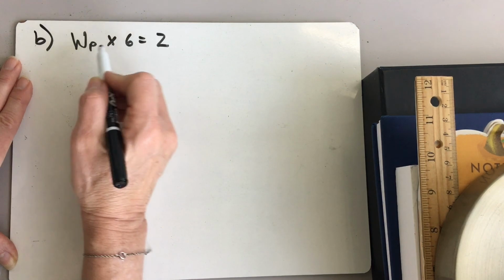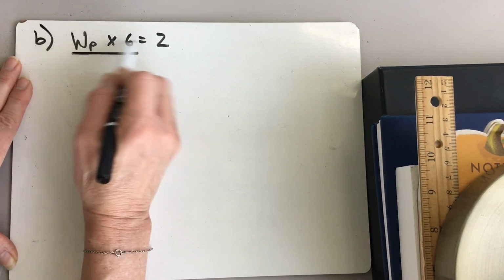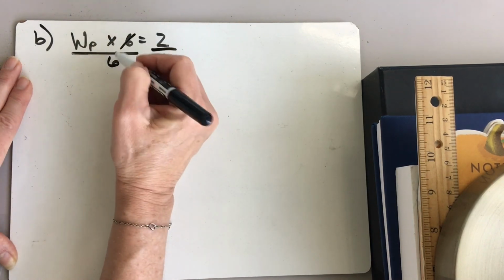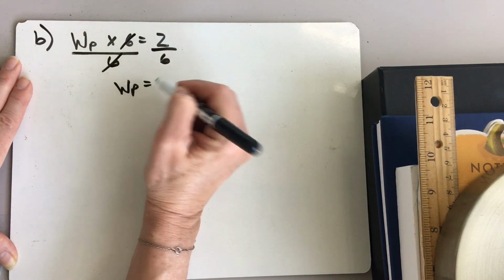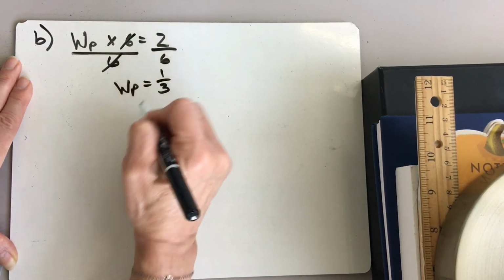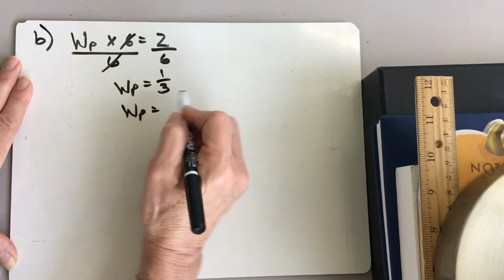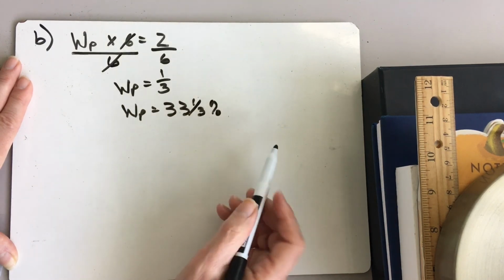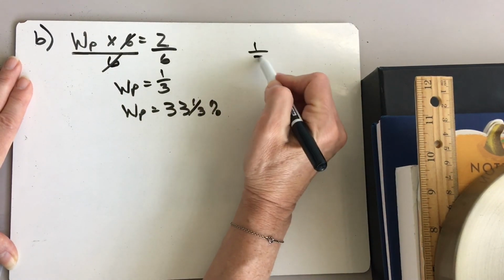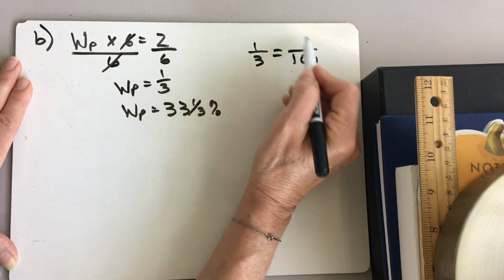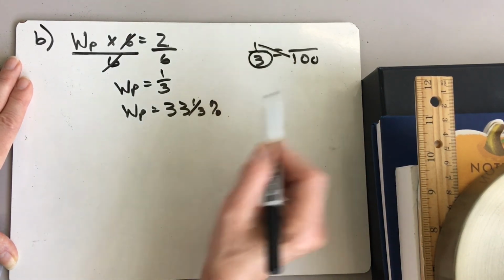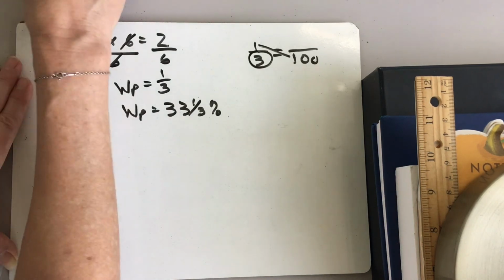And that's how you should have written out your equation. WP, you want to get rid of the 6 on this side because it's next to the variable. Cross that out. We have WP is equal to 1/3, and you should know that 1/3 is equal to 33 1/3%. Again, you can set that up as 1/3 is equal to blank over 100, because percent is over 100. Multiply diagonally, divide by that, and you will get that answer.